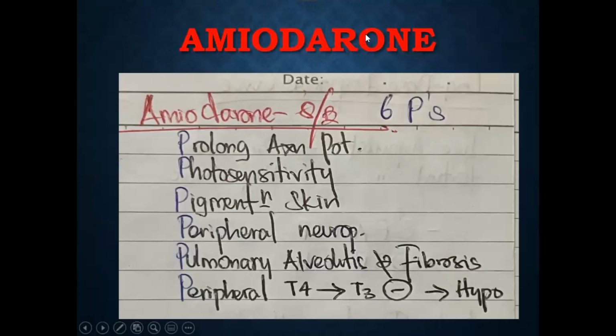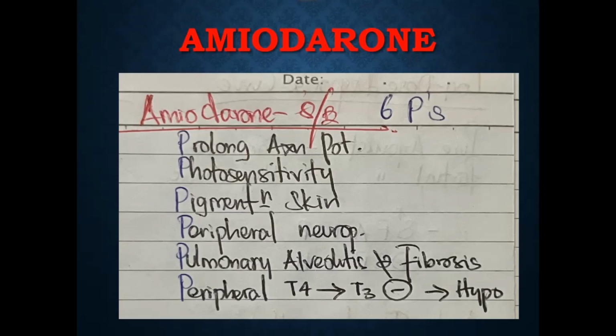Amiodarone, super famous in pharmacology. Its action, its side effects, the mechanism of action, which class of antiarrhythmics, and everything. So a few things to remember about amiodarone. Amiodarone belongs to all 4 classes of antiarrhythmics. It can work in all 4 classes.